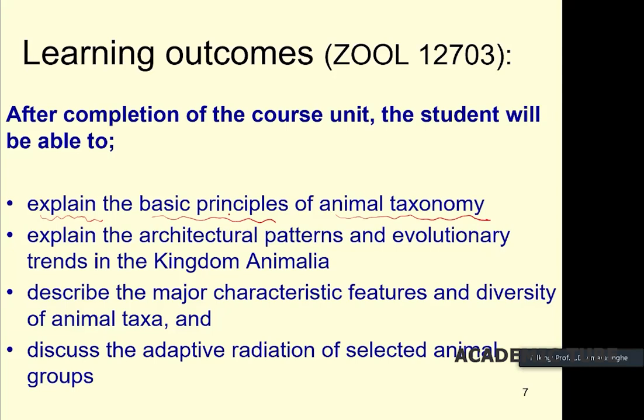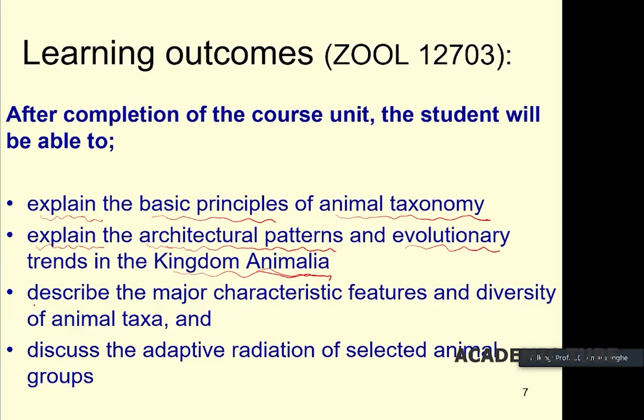Then you will be able to explain the architectural pattern or the body pattern and evolutionary trends in the animal kingdom, or kingdom Animalia. So throughout this course unit, you will learn only the features of the animals of the kingdom Animalia, how they relate different animals, how they relate their evolutionary trends, and how their body patterns or architectural patterns relate to each other. You should be able to explain.